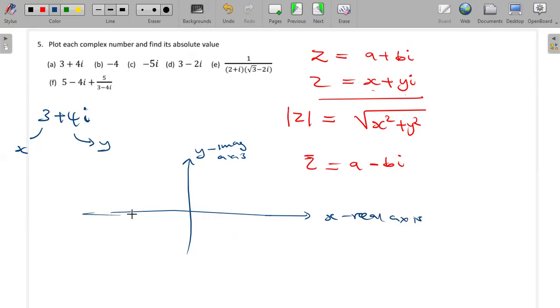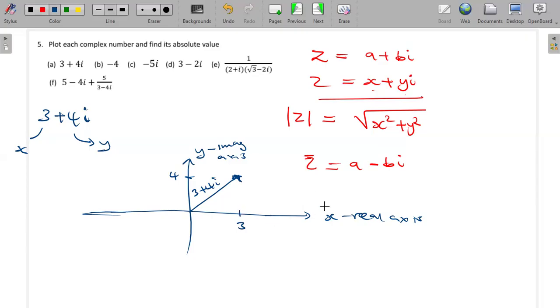Okay, so in your x you have 3. Let's say 3 is here, and there we have 4. We say our 4 is there, like there. So you start from the origin. You draw a line from the origin like that up to where your point is. So this here is that complex number, and you can write 3 plus 4i, like that. That's our complex number.